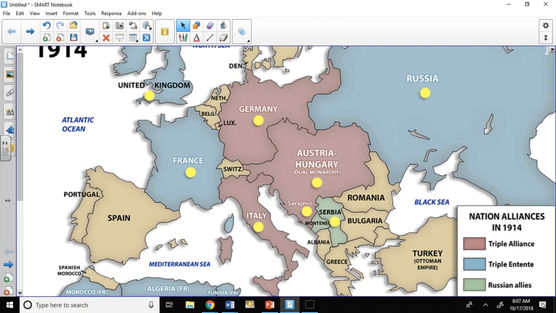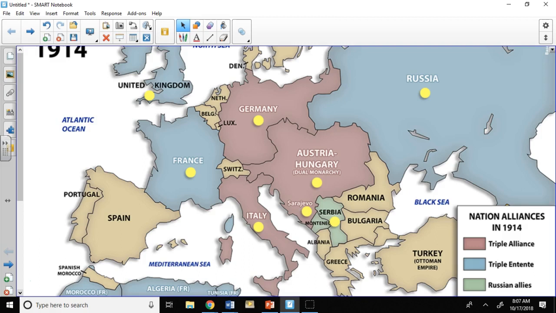Next, we're going to have the Triple Entente. These are the three other countries that are going to line up and go together right here. You can see some down below: Morocco, Algeria, and Tunisia. Don't necessarily worry about them for this. Simply understand France, Russia, and the United Kingdom. Okay, so those are the countries right there.